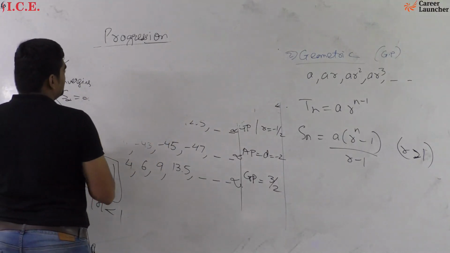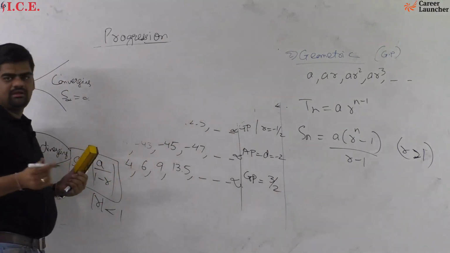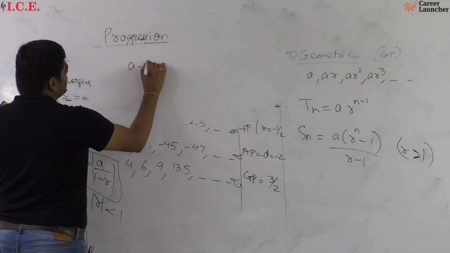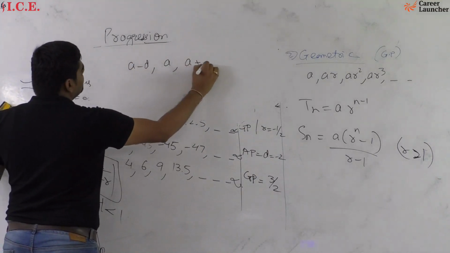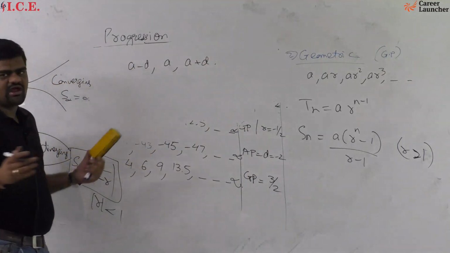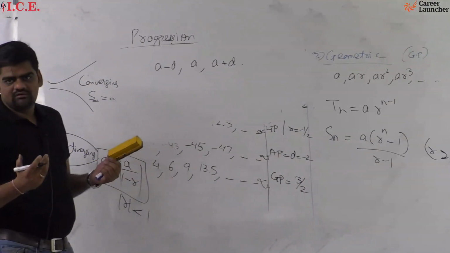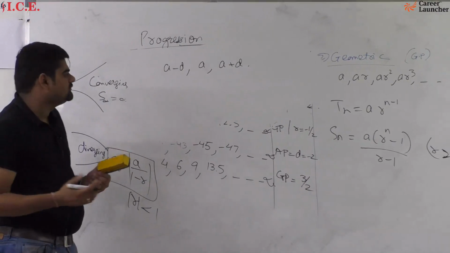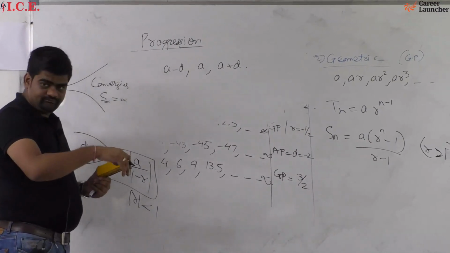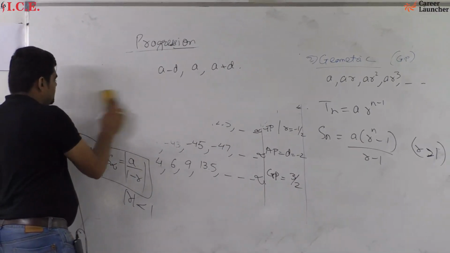You should know, if you have to assume, let's say, 3 terms in AP, what are the 3 terms you should assume? A minus D, A, and A plus D, right? The reason being, if you add these 3 terms, you will get the sum as 3A. So the D gets cancelled, right? And that A is the middle term, correct?